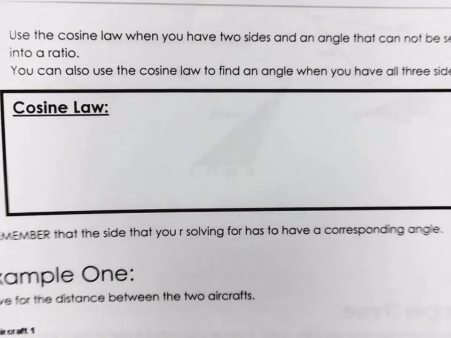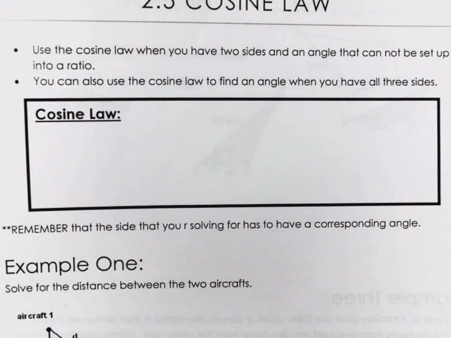Just going to zoom out just a scooch. So cosine law is when you have no matching set. Like when you don't have a completed matching set.